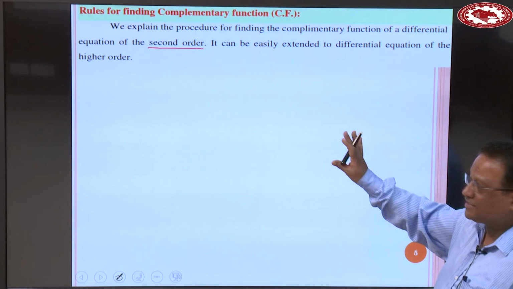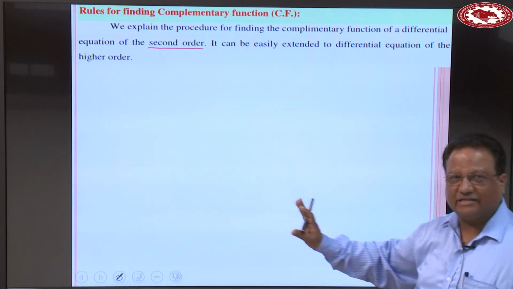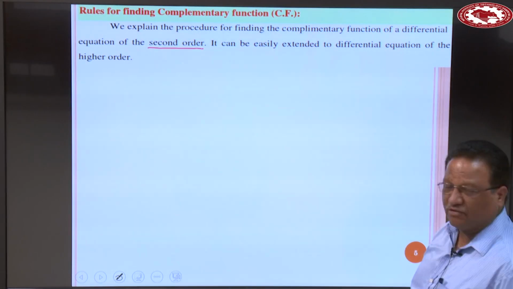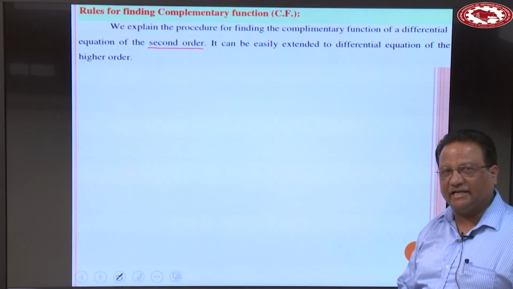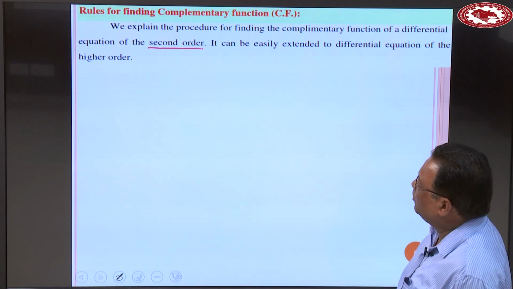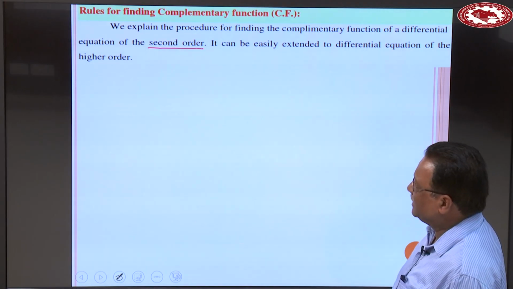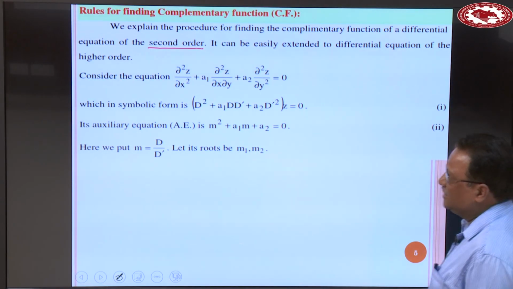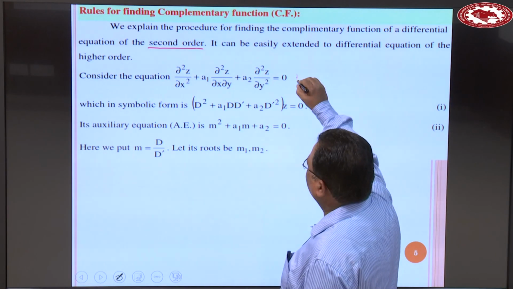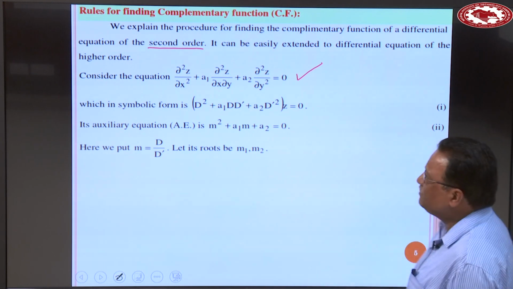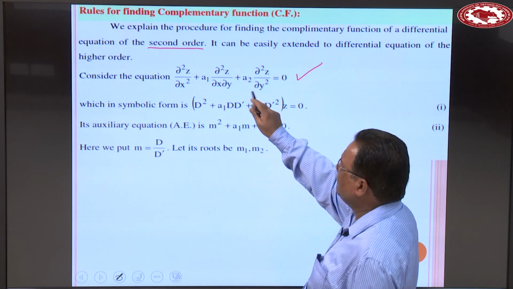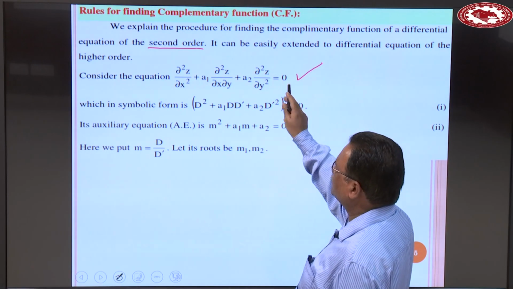So here the first type of problems is homogeneous linear partial differential equations, and these types of equations can be solved by evaluating the complementary functions and particular integral. So what are the rules for finding the complementary functions? It can be easily extended to differential equations of higher order. So let us consider this particular type of equation: curly square z over curly x square plus a1 curly square z over curly x curly y plus a2 curly square z over curly y square is equal to 0.